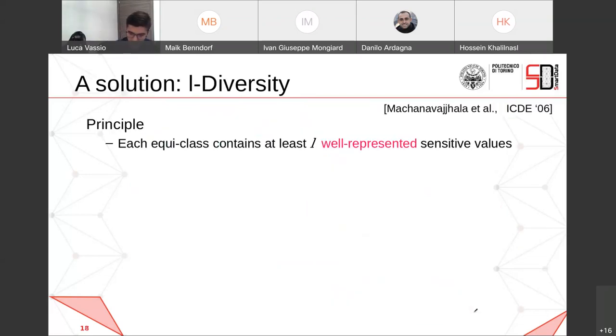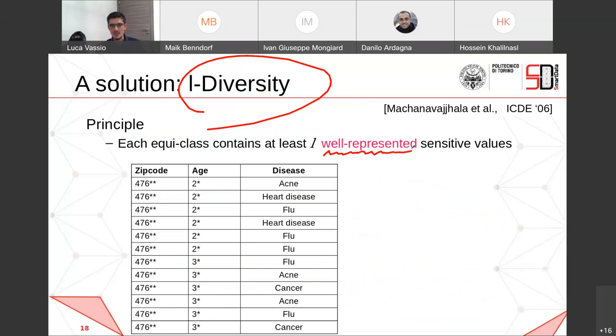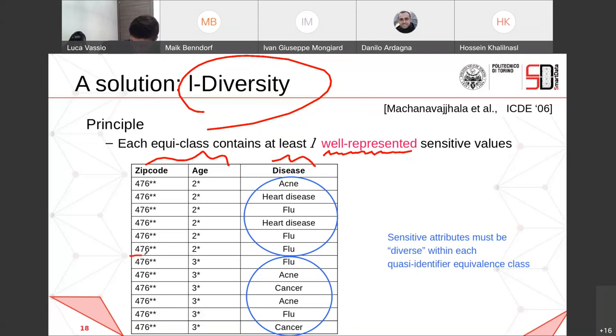What is a possible solution to these two attacks? It's called L-diversity, which is combined together with k-anonymity. The idea is that in an equivalence class, we should have at least L well-represented sensitive values. Well-represented is not well defined because there are different ways to define this. So let's take an example. Again, zip code and age as quasi-identifiers and disease as the sensitive attribute. In this case, K is equal to 6, and we have two groups. We see the diseases are quite diverse. In the first one there is one acne, two ear disease, and three flu, and also in the second one. So it's quite diverse, and that's why it's called L-diversity.